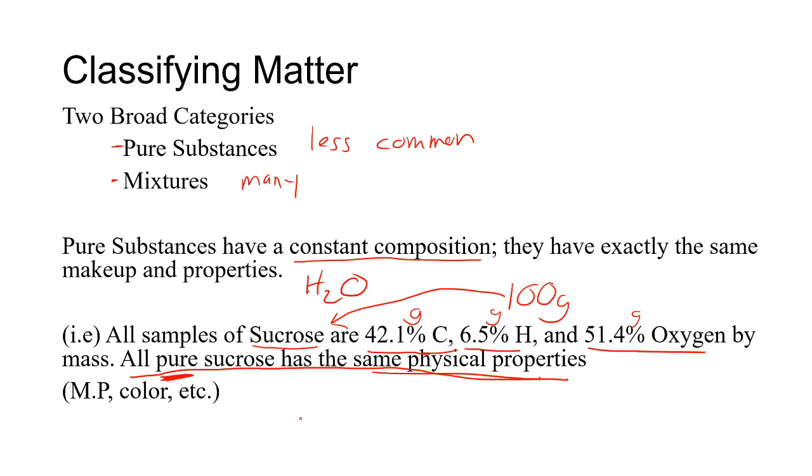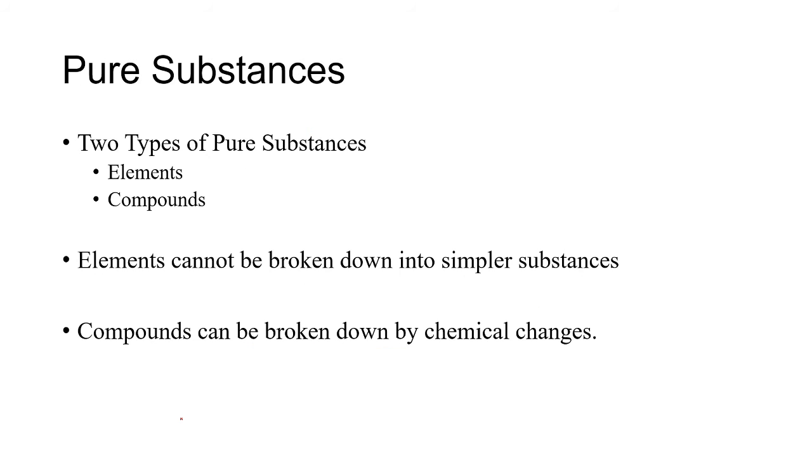Keep in mind that no matter what amount of sucrose I have, if it's pure, it's going to have the exact same physical properties. Some examples of physical properties: they'll have the same melting point. So sucrose will turn from a solid to a liquid at the same temperature every single time. They'll also have the same color as well. And there's other physical properties as well, but again, we'll get to that later. Let's go through pure substances.